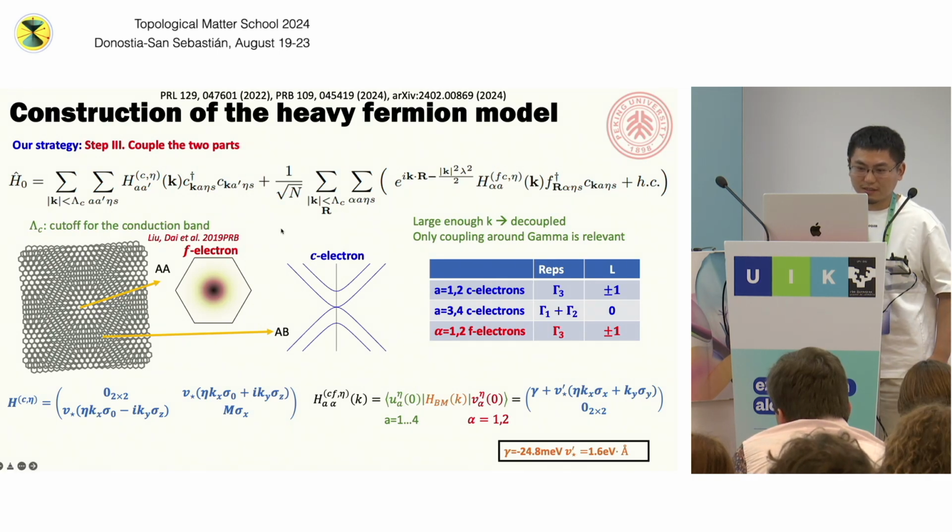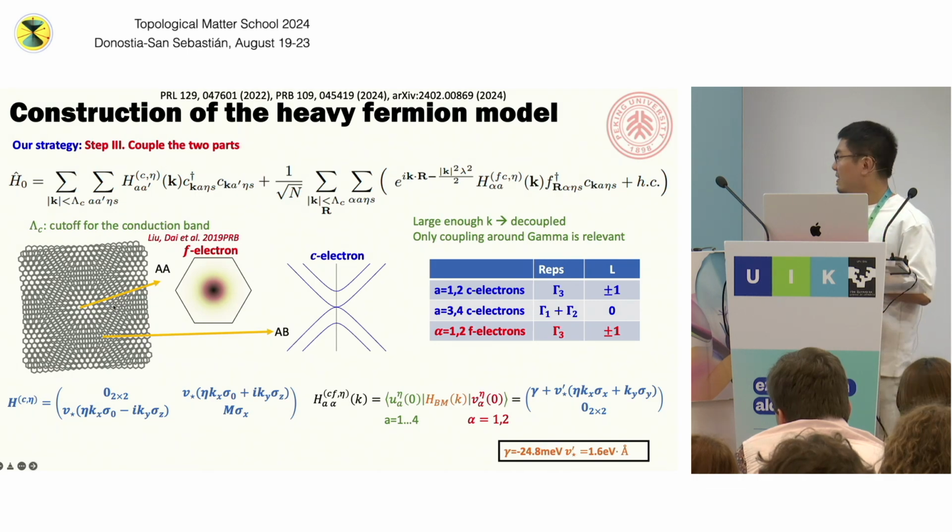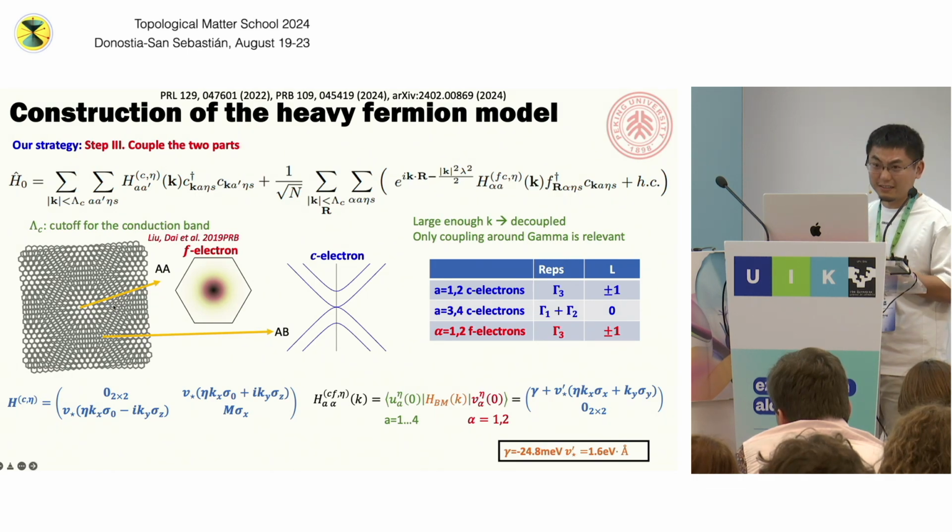Actually, this was also realized before our work. For example, in work by Zhida in 2019, they expanded the Moiré potential around the AA stacking region, and they found that the Moiré potential has the form of a pseudomagnetic field, which is very strong.